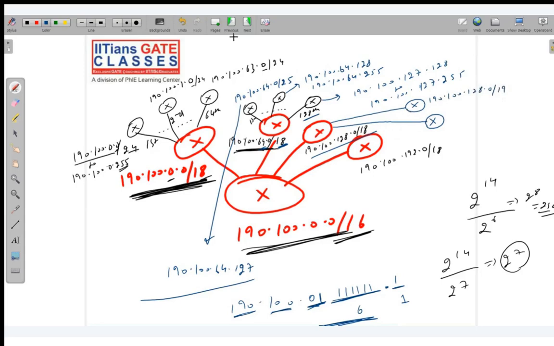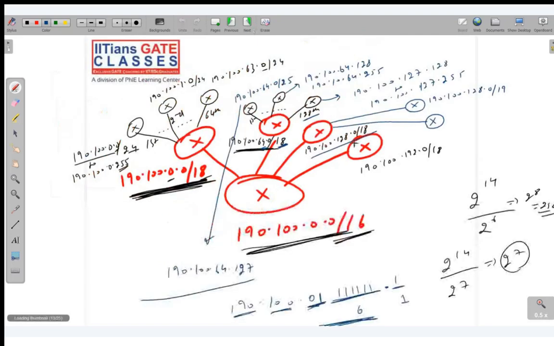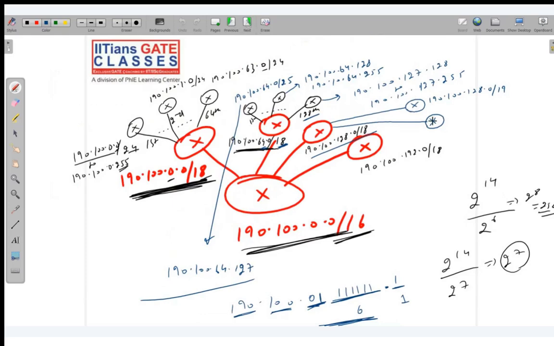Why have I divided it? I think you have got it. We need 2 power 13 IP addresses in total. But how many are we having? We are having 2 power 14 here. This router can handle 2 power 14 and we need only 2 power 13. So it's better we first divide it into two parts, 2 power 13 each, and then this 2 power 13 will be divided further. So what will be the first address here?